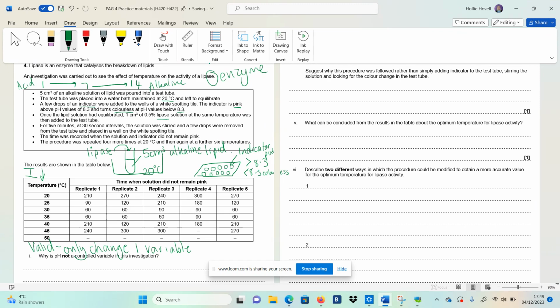When it said it doesn't remain pink, that means that it's changed pH. It's our dependent variable. So all you needed to say there is because it's the dependent variable. And if you weren't sure, you can tell from the table because the first heading here is always independent and the second heading across here is always dependent. However many columns the independent split into, it's still all the independent variable. Next part.